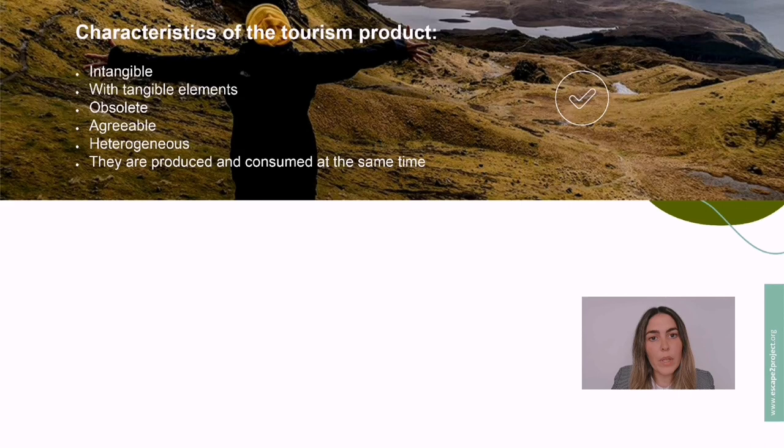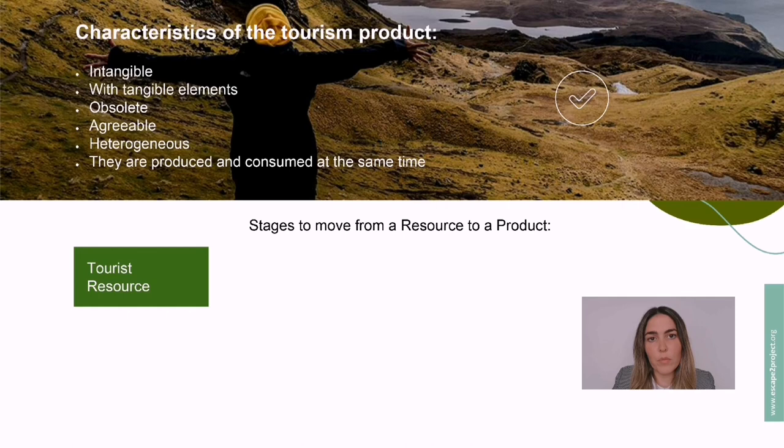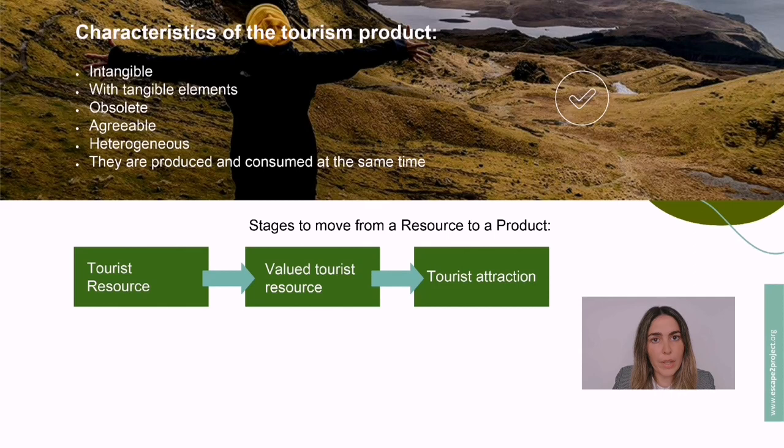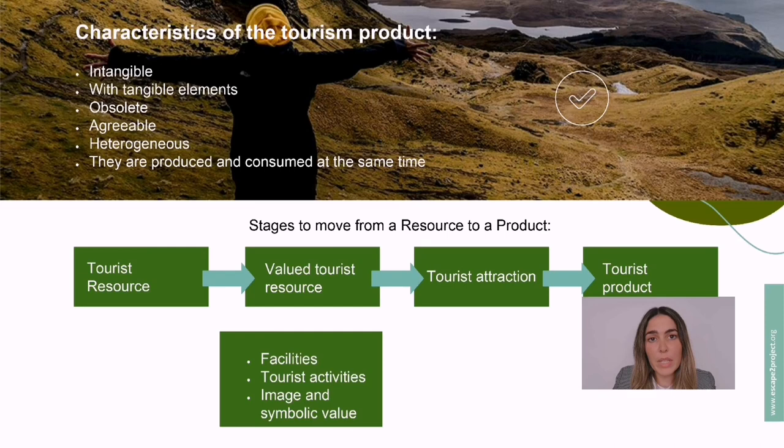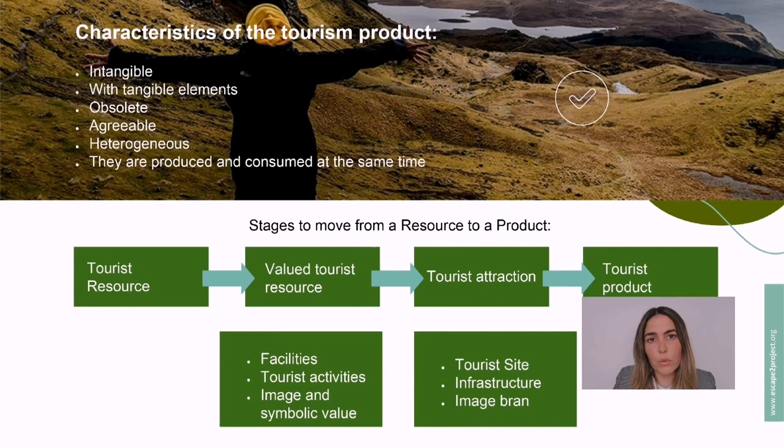There are some stages to move from a resource to a product. The first one is tourist resource. Then we have to value the tourist resource. We get a tourist attraction, and then we will have a tourist product. Moreover, we have to keep in mind some important issues like facilities, tourist activities, image and symbolic value, tourist site, infrastructure, and brand image.